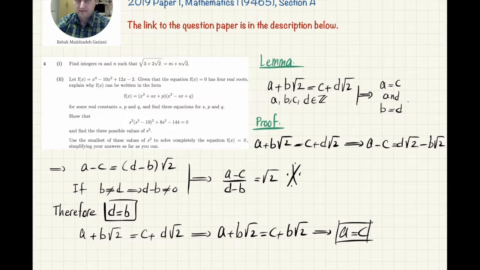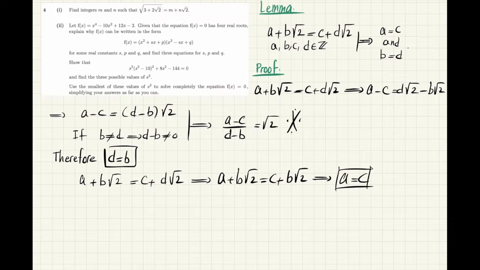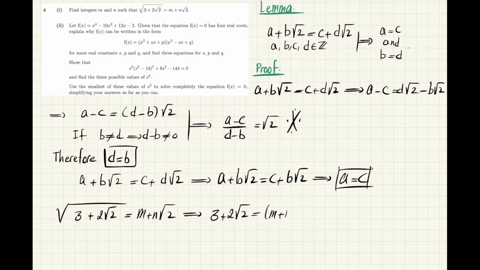Okay. Now let us start solving the first part of the problem. The problem is telling us that the square root of 3 plus 2 square root of 2 is equal to m plus n square root of 2. I raise both sides to the power 2, the left hand side becomes this, the right hand side becomes m plus n square root of 2 squared. And then I can use the quadratic pattern for the right hand side, which gives me m squared, the first one to the 2, 2 times the first one times the second one, and then finally the second one to the 2, which becomes 2n squared.